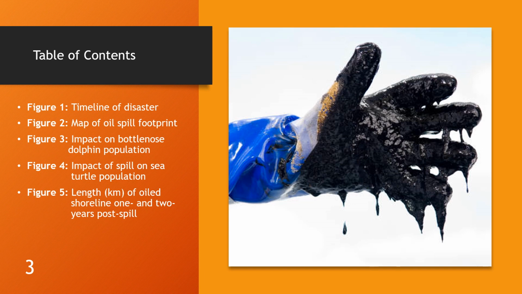The first figure will provide a brief overview of the events following the initial explosion. Figure 2 will show where the disaster occurred. Figures 3 and 4 will demonstrate the effects on the local bottlenose dolphin and sea turtle populations. And finally, Figure 5 will illustrate the still great lengths of oiled shoreline 1 and 2 years after the spill.